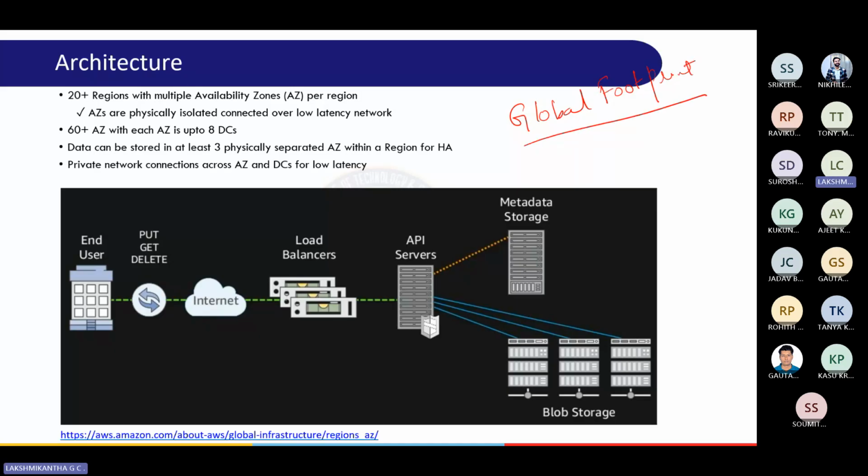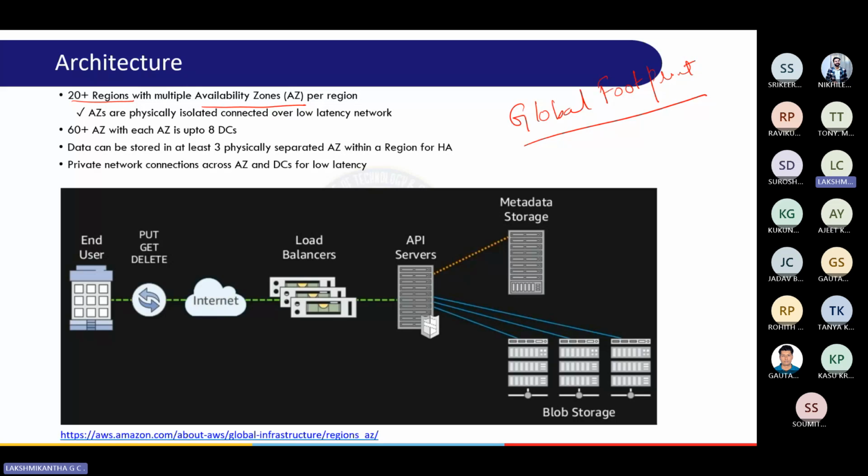Guys, cloud providers operate in many regions. So 20 plus regions, each with multiple availability zones. And along with that, the second point is isolated AZs. Guys, each region has multiple availability zones.